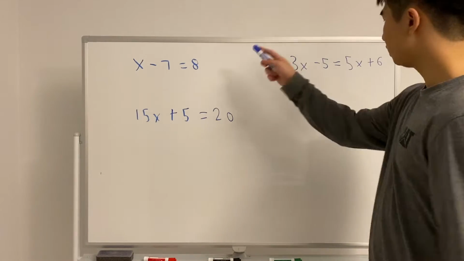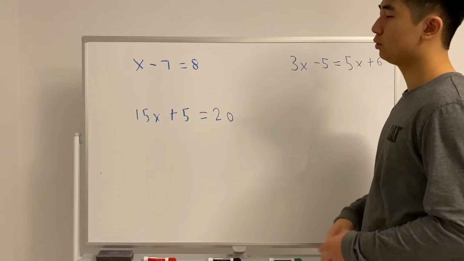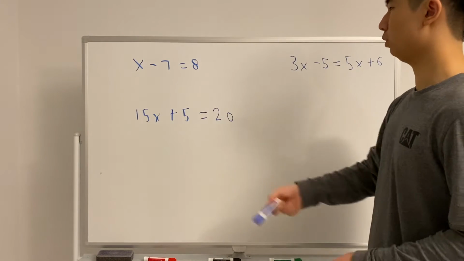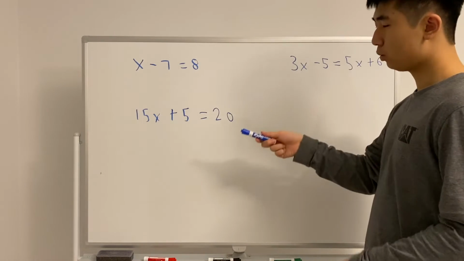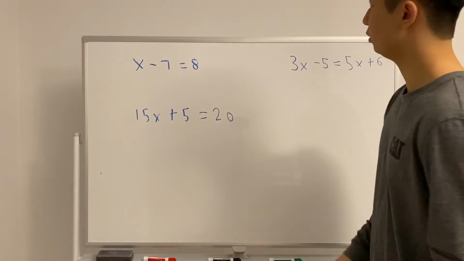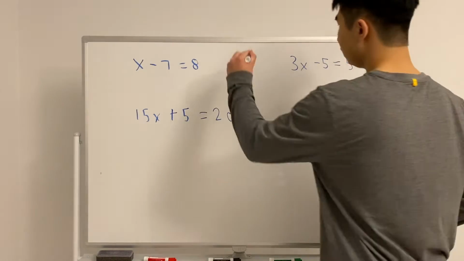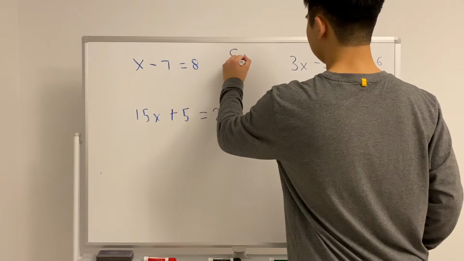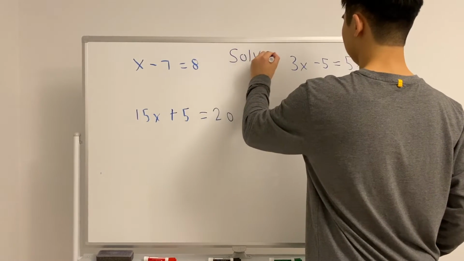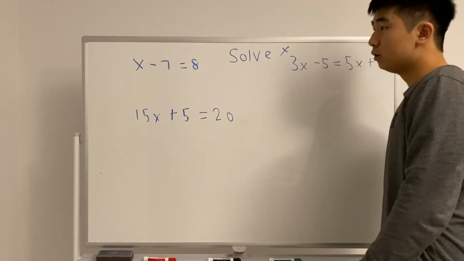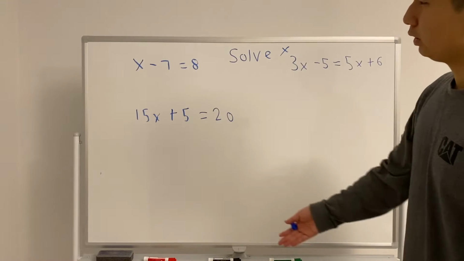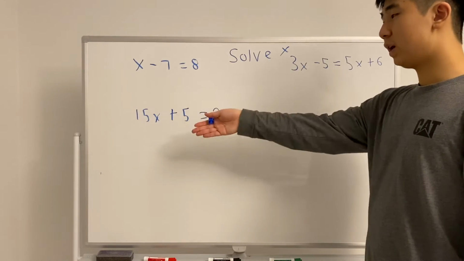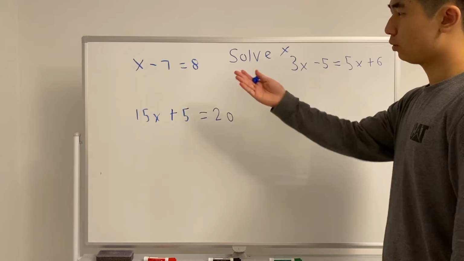So basically, what we want to do here is we want to solve for the variable. So in all of these equations, x is our variable. So I should probably say that. Let's just say solve for x. So basically, we want to find out what x is in each of these equations.